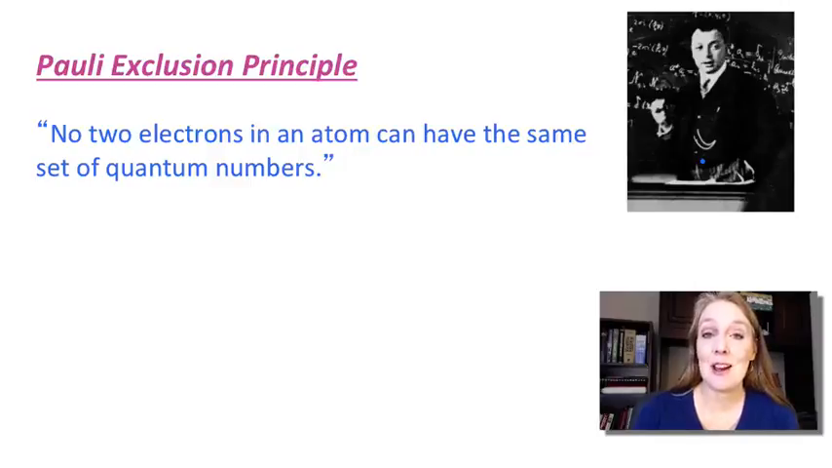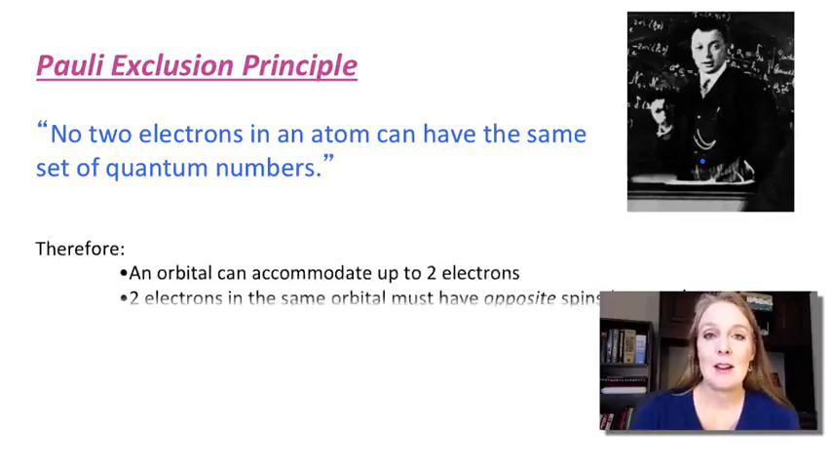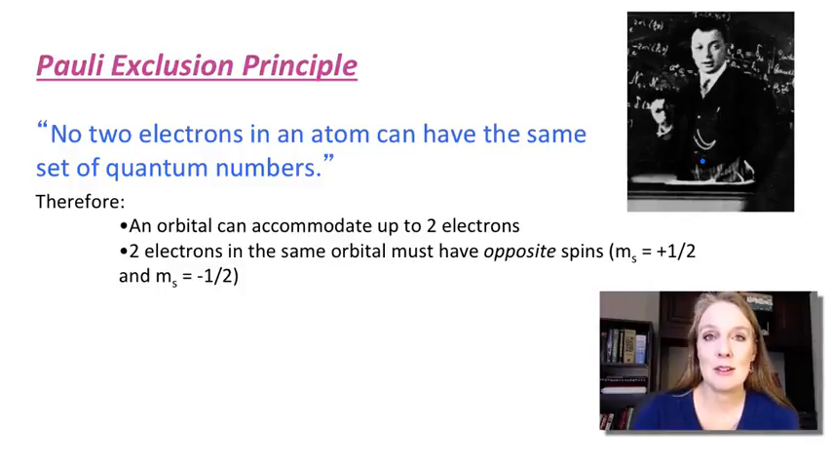There are some additional guidelines about electrons. Electrons obviously can't be in exactly the same place at exactly the same time. We can't have 2 electrons occupy one spot. Pauli said that no 2 electrons in an atom can have the same set of quantum numbers, and this is called the Pauli exclusion principle. Therefore, any of these orbitals can accommodate up to 2 electrons. But if there are 2 electrons in the same orbital, they must have opposite spin.